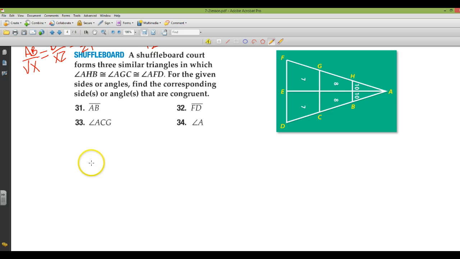A shuffleboard chord forms 3 similar triangles in which angle AHB is congruent to angle AGC, which is congruent to angle AFD. For the given sides or angles, find the corresponding side or sides or angles that are congruent. So for 31, AB.